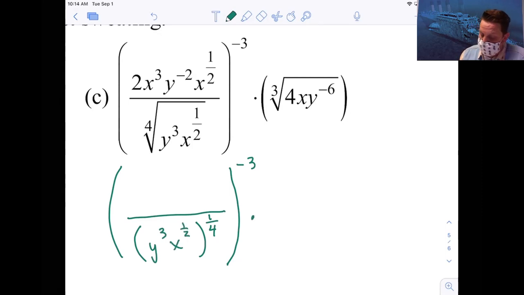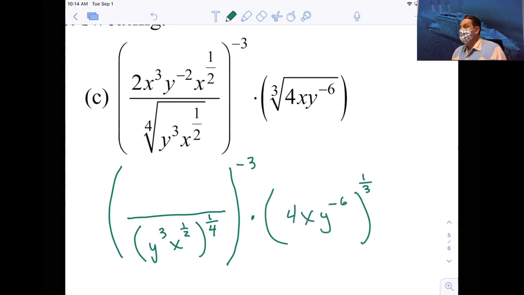All right, times. Now I'm coming over here and I'm putting all of this quantity to the what power? If it's the cube root, it becomes the 1/3 power. Yep. And then inside we got 4xy to the negative 6. Okay, that felt good, right?